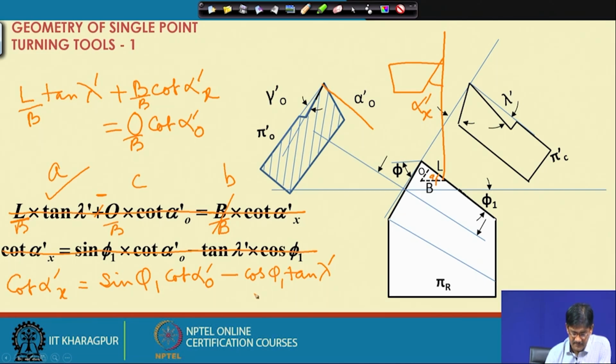Just a minute, is that not correct? The same? Okay, let me do that. Okay. So, cot alpha dash x is equal to sin phi 1 into cot alpha dash O minus cos phi 1 into tan lambda dash. This is correct. This one is correct.